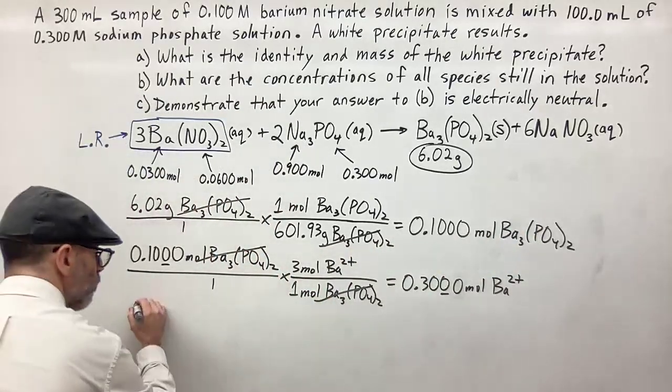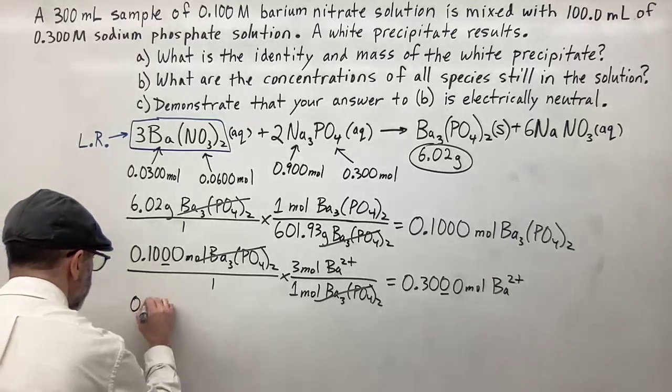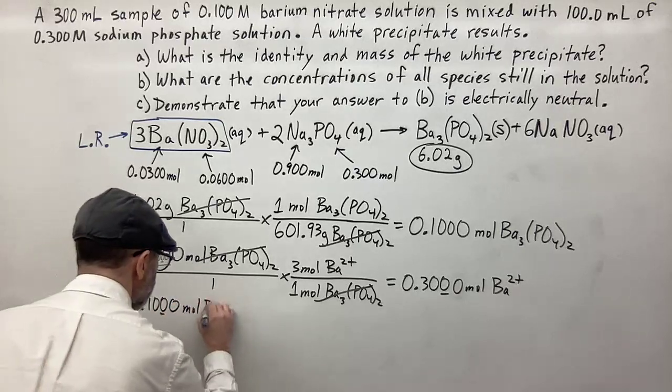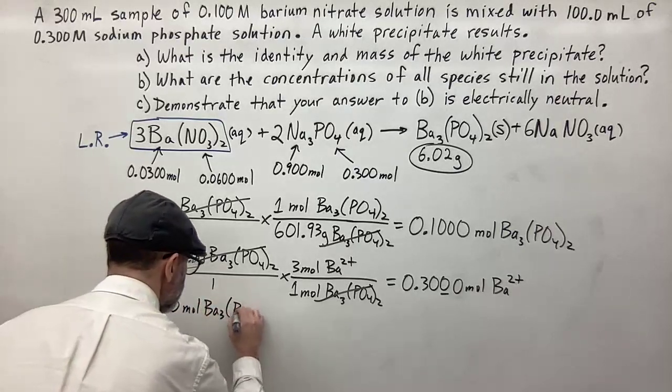So here we have, again, 0.1000 moles of the barium phosphate.